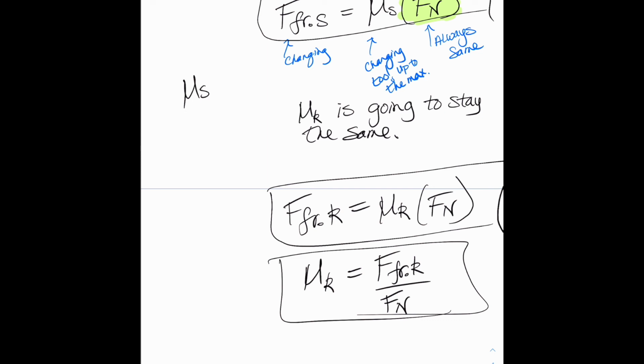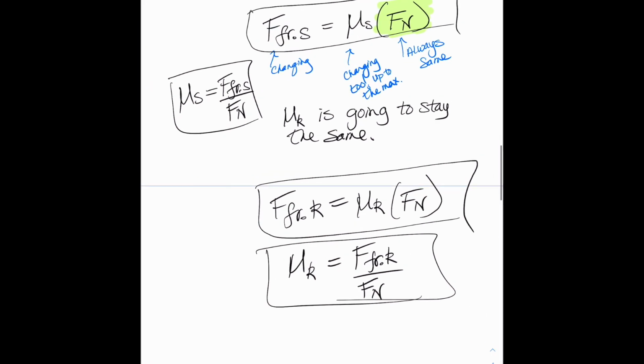Should we write it as max? I'm not going to write it as max right now. I'm just going to write mu static is equal to force friction static over force normal. So there are four ways to write that formula, right? But notice that the statics always go together, and the kinetics always go together. We don't mix the two. Either you have static friction because the couch isn't moving or just began to move, or you have kinetic friction because the couch is moving.